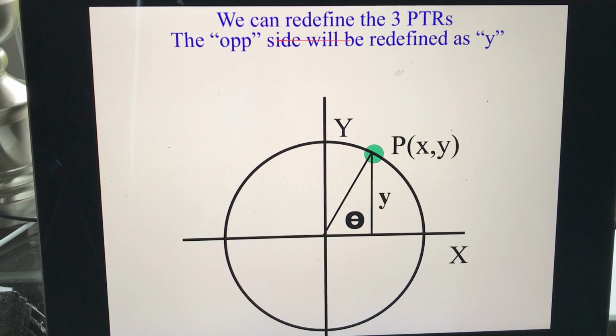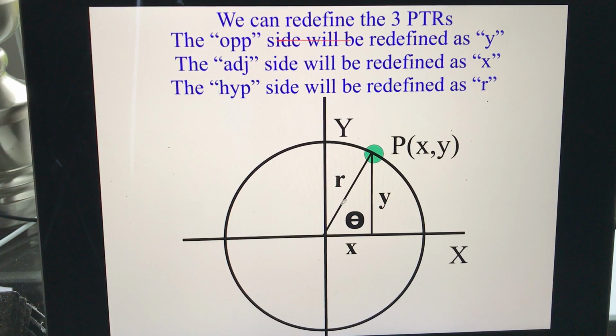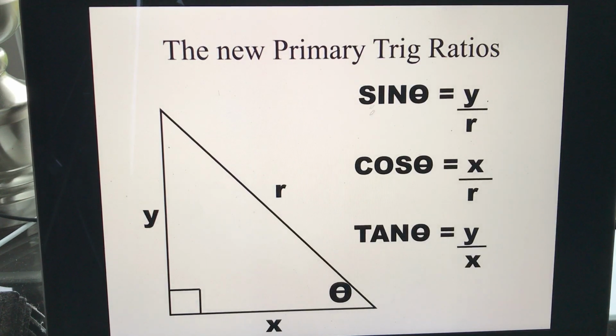I'm going to call the opposite side y and the adjacent side x, so x and y. And I'm going to replace hypotenuse with r, with radius. So our SOHCAHTOA, opposite and adjacent and so on, essentially gets changed into the exact same structure, just different labels. So the opposite is now y, the adjacent is now x, and the radius is now r. That's all.